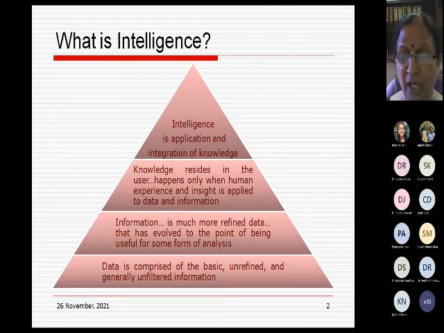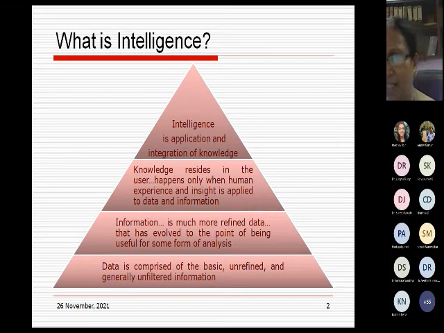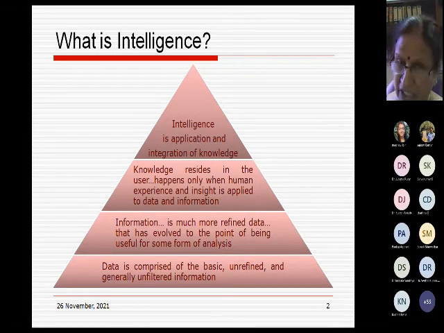Further, knowledge resides in the user, which happens only when human experience and insight is applied to the data and the information. That is known as knowledge. And intelligence is the application and integration of the knowledge. So when we are talking about intelligence, which is the application and integration of knowledge, if this intelligence is applied through machines, that is known as artificial intelligence.